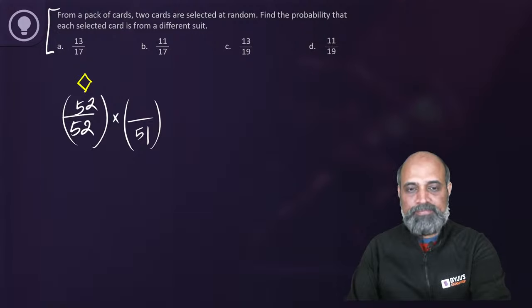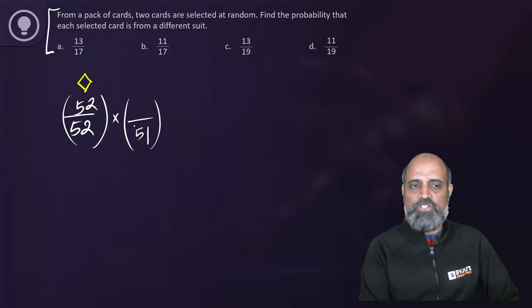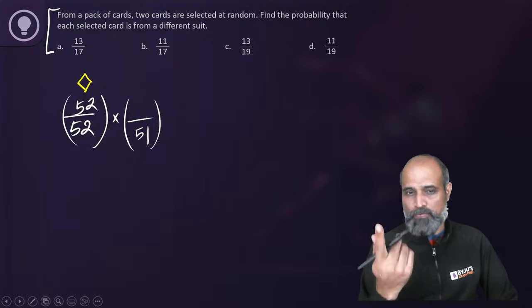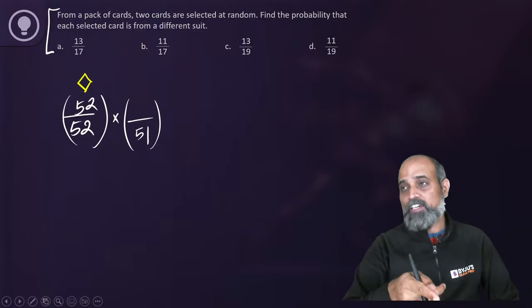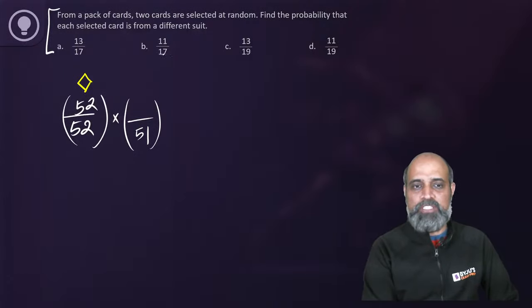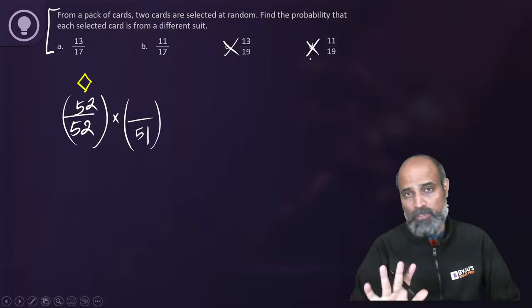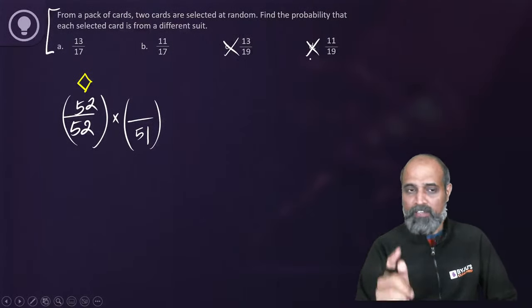Anyone? And also we can very much understand that 52 by 52 is 1, and that is 51 over 51, and 51 will eventually get to 17. It won't get to 19 as the denominator. Denominator can't be 19. So the answer is either A or B.